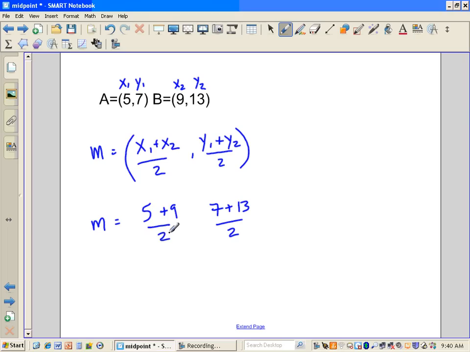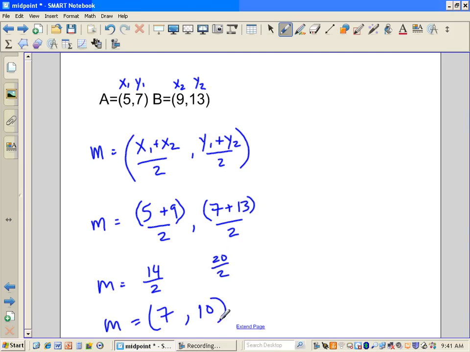And so if you're doing this in your calculator, you're going to need to put 5 plus 9 in parentheses and then divide by 2. Or 7 plus 13 in parentheses and then divide by 2. Or you should be able to do a lot of this in your head. 5 plus 9 is 14. 14 divided by 2 is 7. That's going to be our x coordinate. 7 plus 13 is 20. 20 divided by 2 is 10. So our midpoint between (5, 7) and (9, 13) is (7, 10).